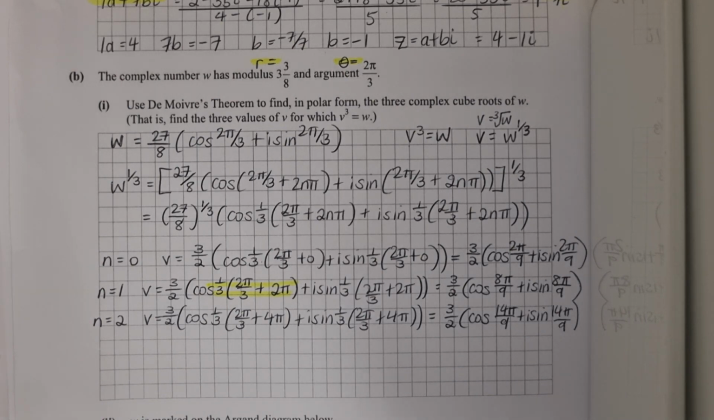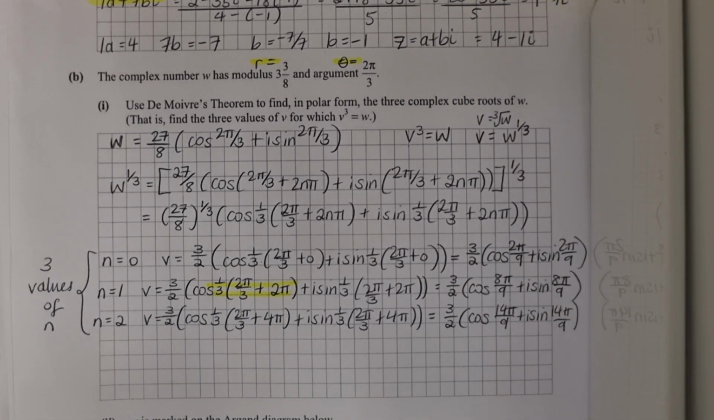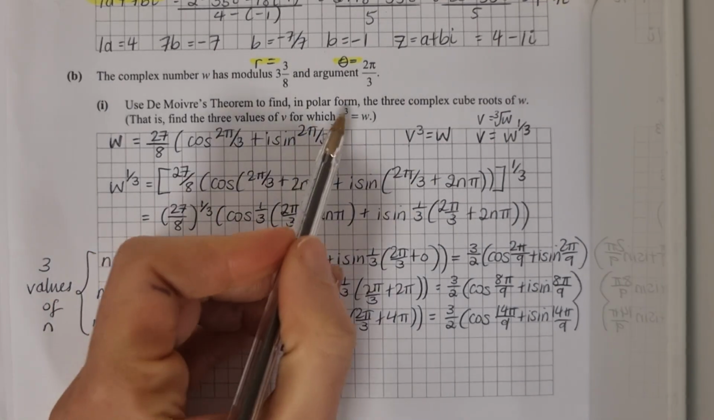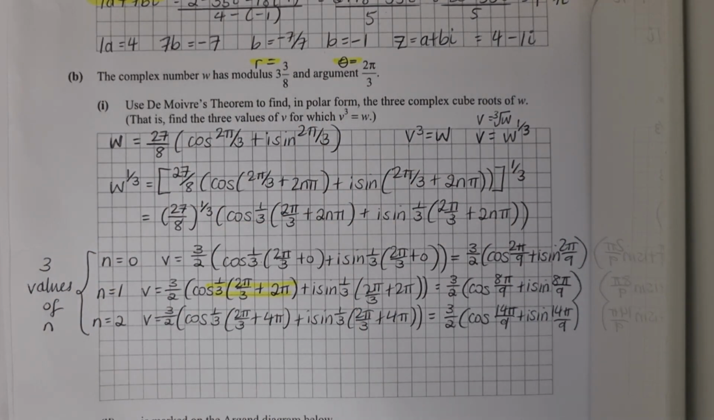And there are my 3 solutions. And I got them by putting in those 3 values of n. And the 3 again comes from the power of 3 in the original part of the question. And I'm happy to leave those in polar form because they look nicer that way and they've instructed me to.